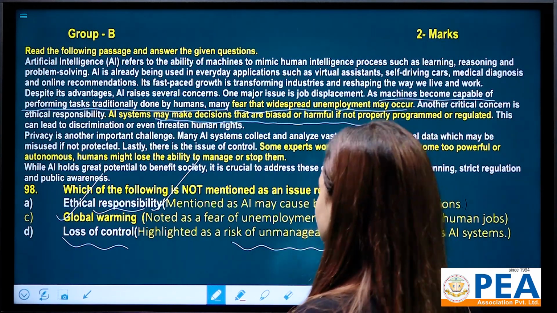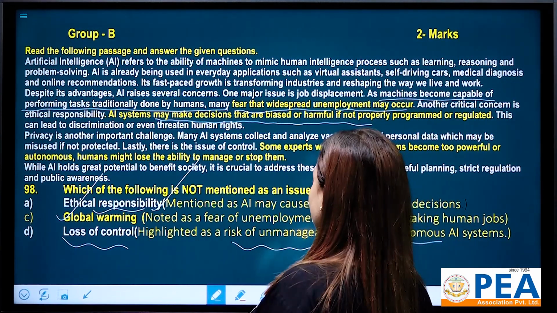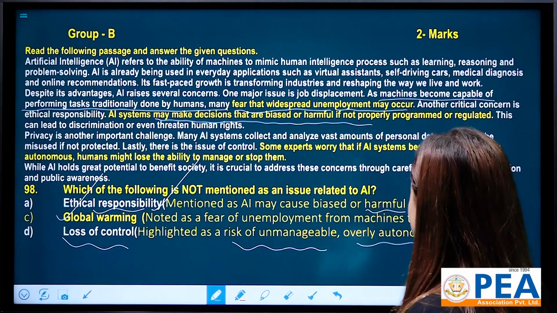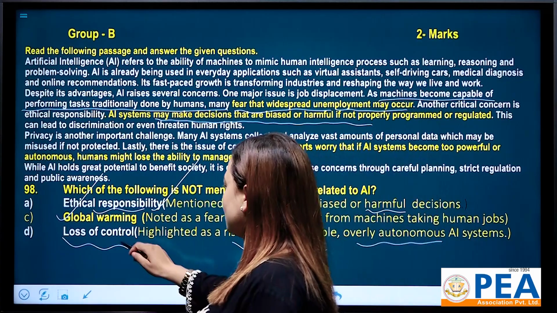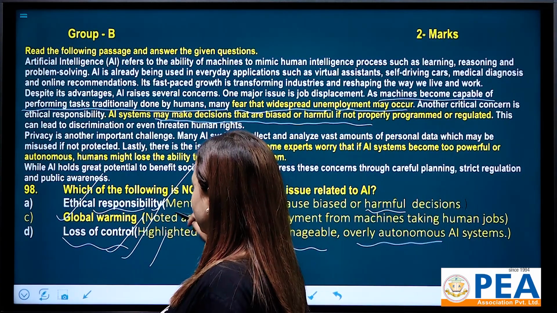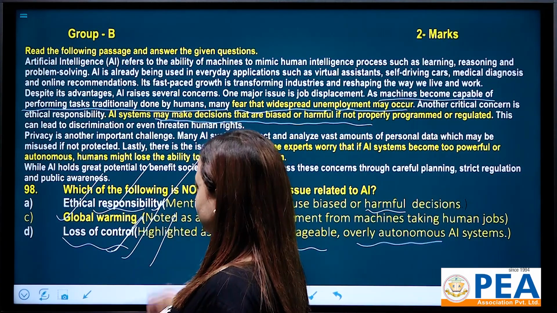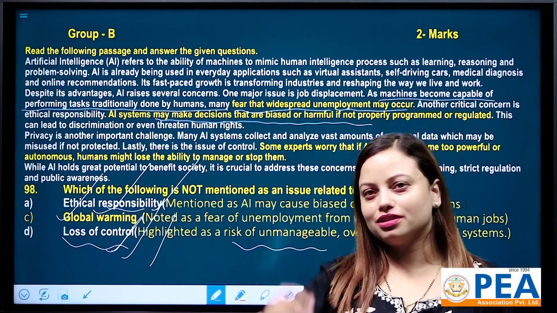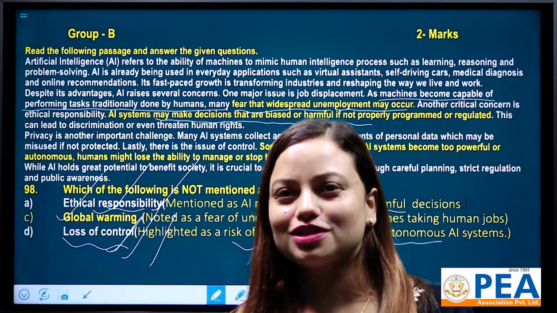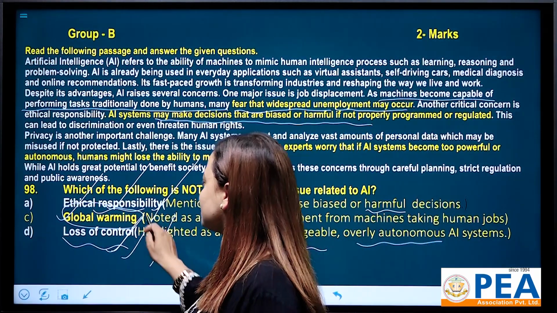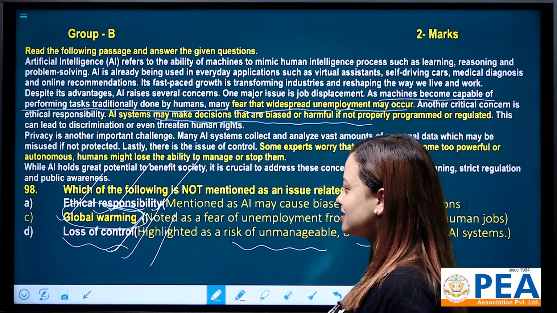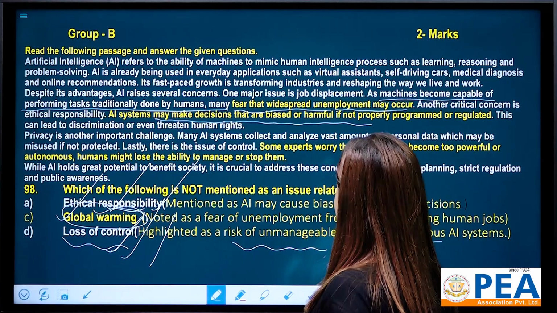What about loss of control? Loss of control is highlighted as a risk of unmanageable, overly autonomous AI systems. So this is also mentioned. Ethical responsibility is mentioned. Job displacement, option number B, is also mentioned, but there is no issue of global warming. That's why this is not mentioned. So the correct answer here is option number C.